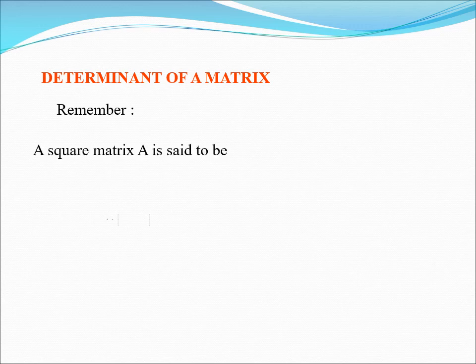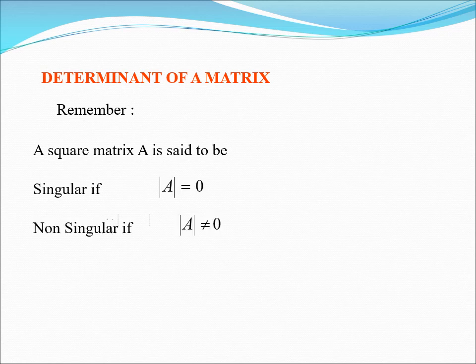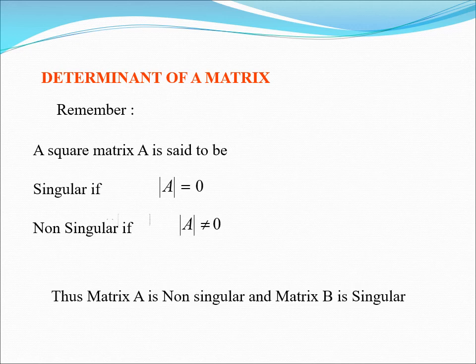Now a square matrix A is said to be singular if the determinant of A is equal to 0, and non-singular if the determinant of the matrix is not equal to 0. So in the previous example, for the matrix A, its determinant was minus 7, and hence it is a non-singular matrix, not equal to 0, and the determinant of B was equal to 0. So the matrix B is a singular matrix.